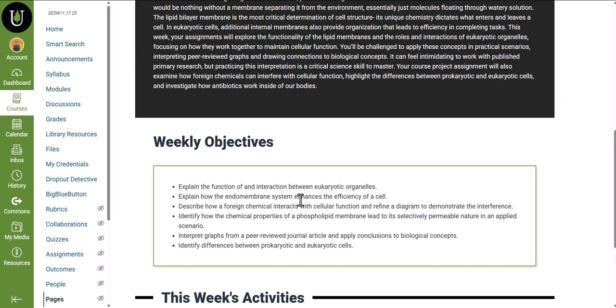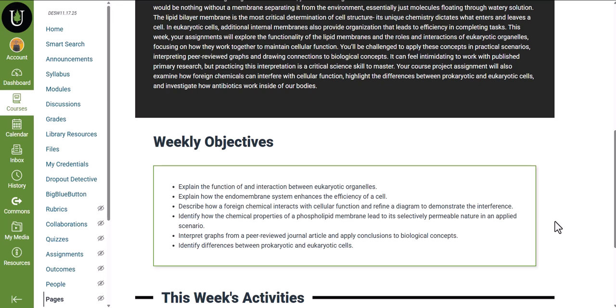In your weekly objectives, it shows you that we're going to look at how the different organelles interact with one another. We're going to look at that endomembrane system. So within the cell, there's a whole bunch of different membranes that interact with one another and work to help materials flow throughout the cell and be transferred from one part to the other. We're also going to look at how foreign chemicals interact with cellular function.